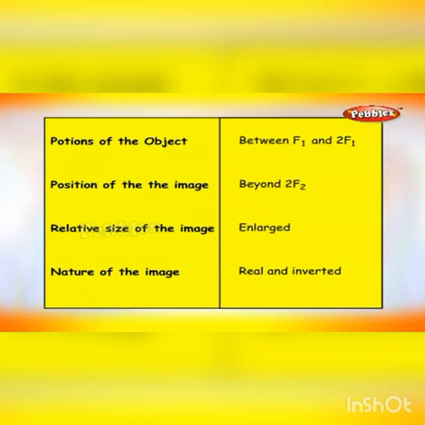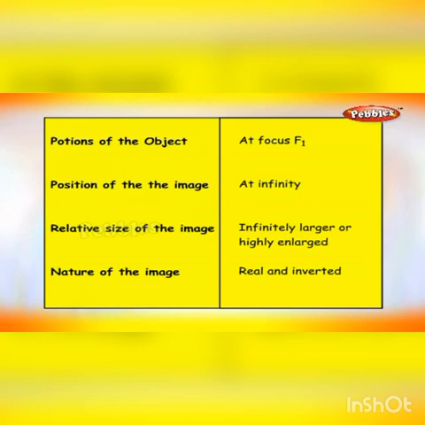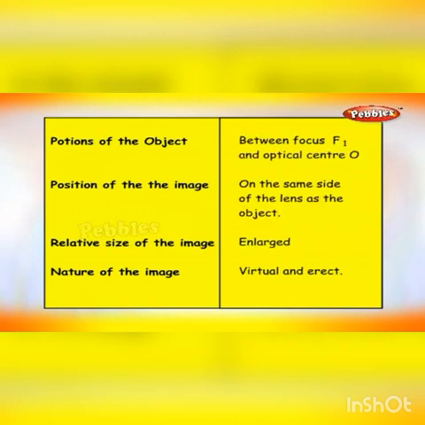and inverted. Position of the object between F1 and 2F1: position of the image beyond 2F2, relative size of the image enlarged, nature of the image real and inverted. Position of the object at focus F1: position of the image at infinity, relative size of the image infinitely large or highly enlarged, nature of the image real and inverted.